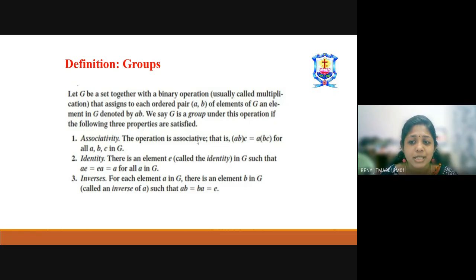Here we take three elements A, B, C. The axiom under multiplication is A dot B dot C equals A dot B C, for all A, B, C belonging to G. For the identity property, there exists an element E in G such that AE equals EA equals A for all A in G. For the inverse property, for each element A in G, there is an element B in G such that AB equals BA equals E. Here, B is the inverse of A, and A is the inverse of B.